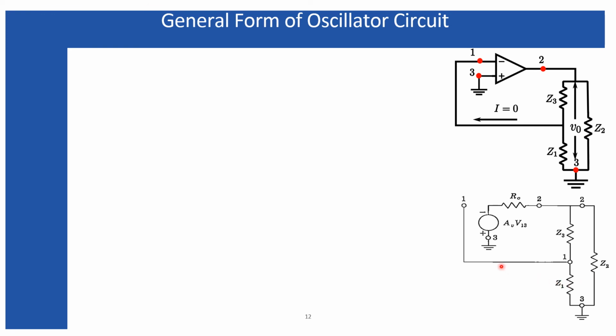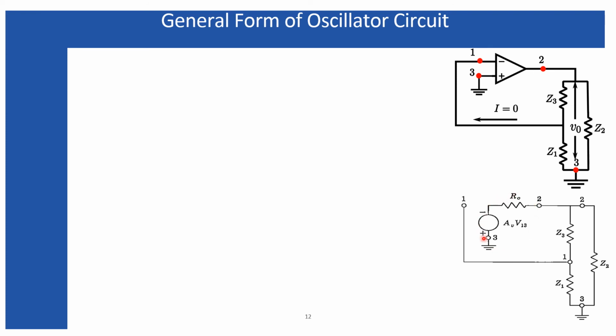This circuit represents this one, where AV times V13 along with R0 represents the amplification nature of this high gain amplifier, which has a high input impedance. Since it has a high input impedance, no current can flow through the device connected to terminal 1. That is why terminal 1 is shown open: due to the high input impedance, no current can flow into the device.